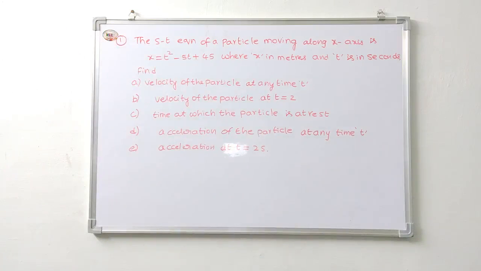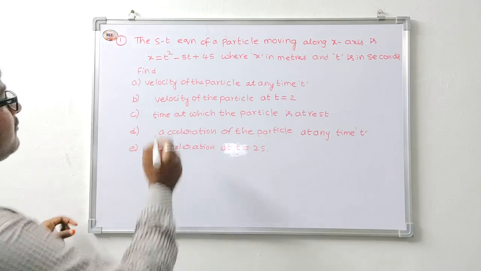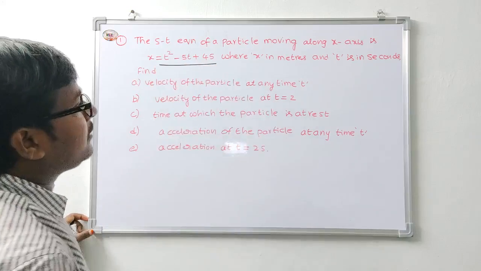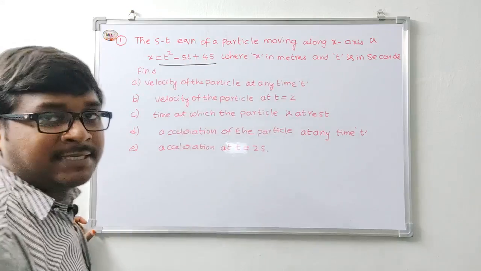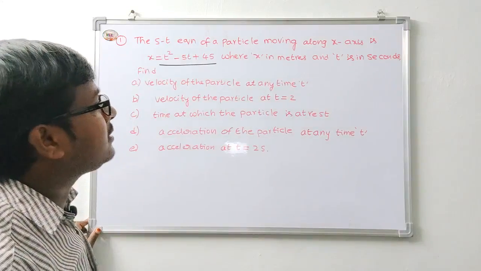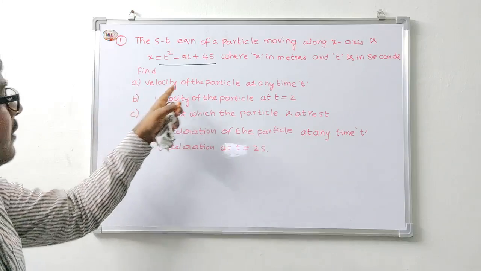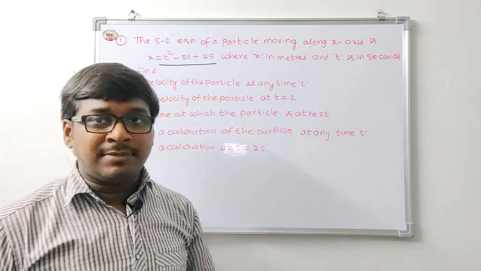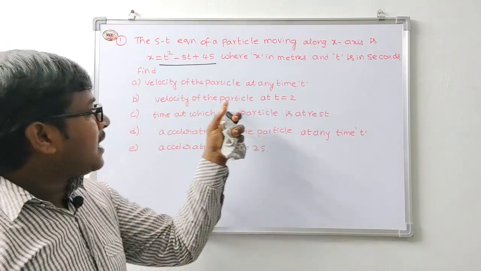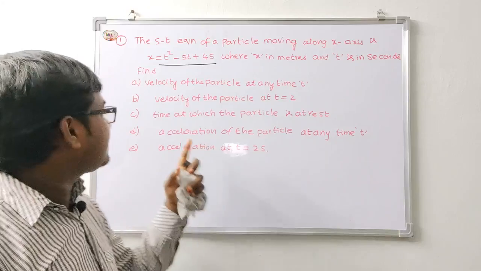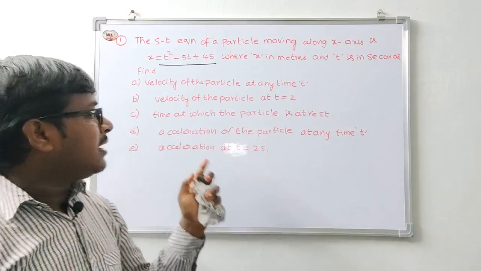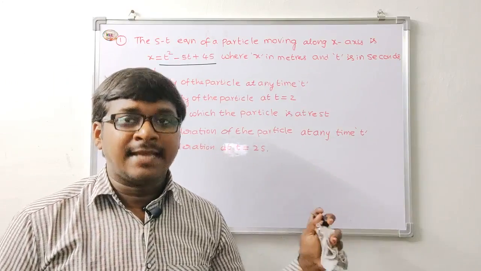Okay, first problem: the displacement-time equation of a particle moving along the x-axis is x = t² − 5t + 45, where x is in meters and t is in seconds. Find, first, the velocity of the particle at any time t. Next, the velocity of the particle at t = 2 seconds. Next, (c) the time at which the particle is at rest.